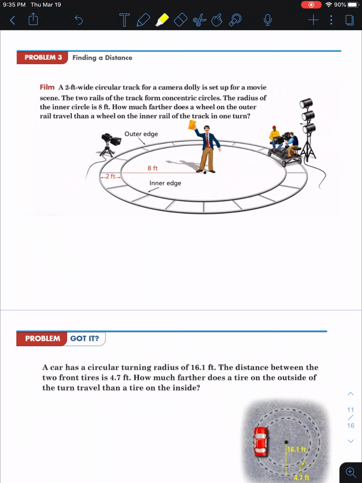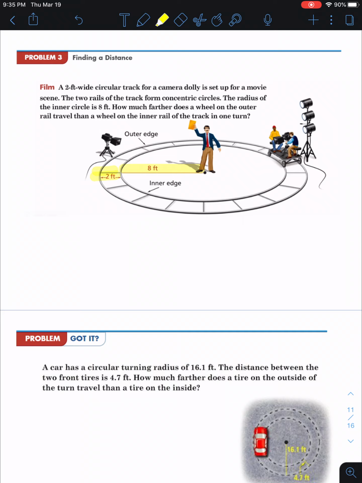this particular problem. It says a 2-foot wide circular track for a camera dolly is set up for a movie scene. The two rails of the track form concentric circles. Concentric circles are circles that have the same center point, different radiuses. The radius of the inner circle is 8 feet, as shown right there. The radius of the outer circle is 2 feet further, which would make that 10 feet.